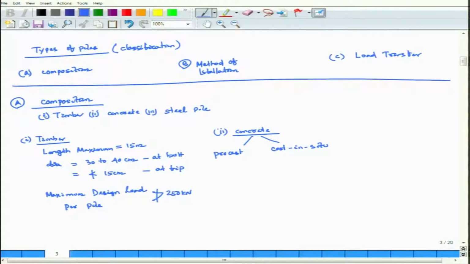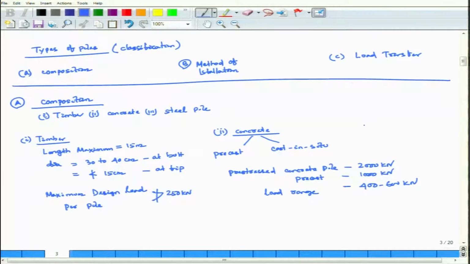Maximum load on a precast pre-stressed concrete pile is 2000 kilonewton, and precast, it is 1000 kilonewton. Optimum load range is 400 to 600 kilonewton.